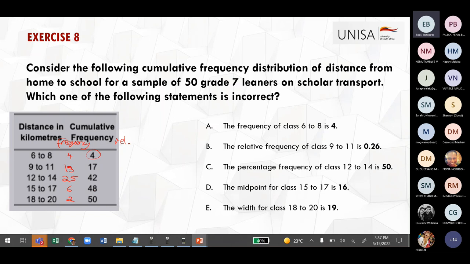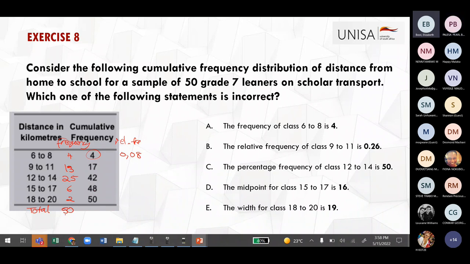For the relative frequency, you need to add all these values together. They should give you the same as 50, so the total here at the bottom should be equal to 50. To calculate the relative frequency, remember, relative frequency is a decimal. For this value, it's 4 over 50. That is the relative frequency of the 6 to 8 class interval, and so forth. So what is 4 divided by 50? 0.08. And so forth.